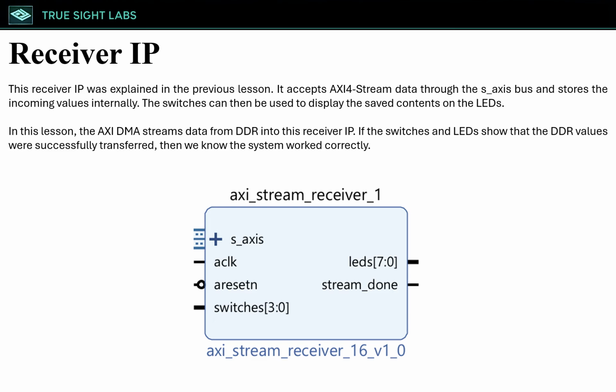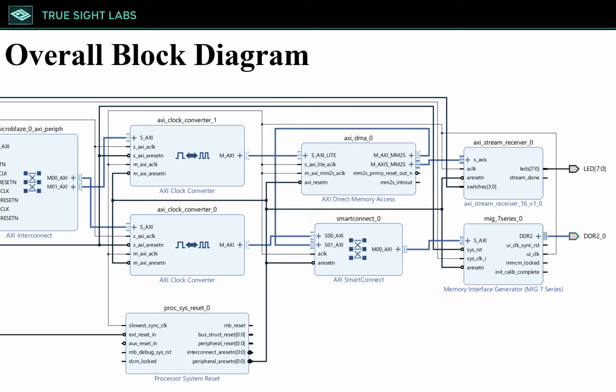This is the receiver IP from the previous lesson. All it does is receive an AXI4-Stream transfer and let us use the switches and LEDs to check if the correct values were received.